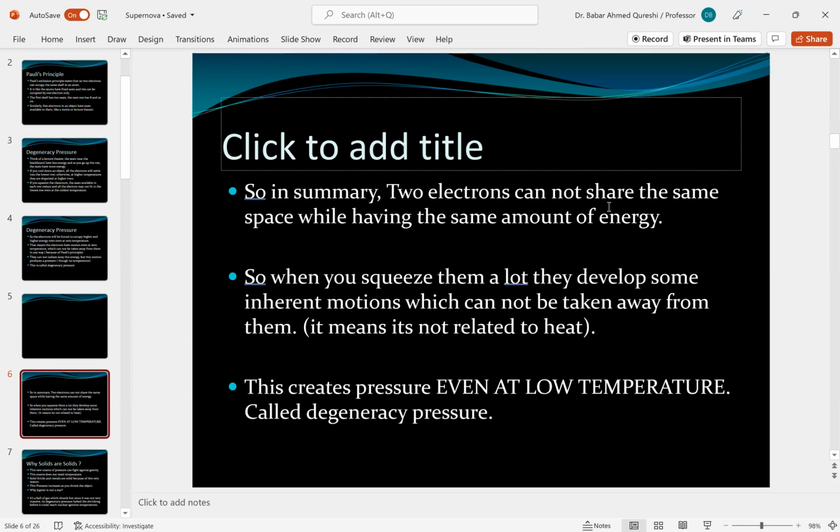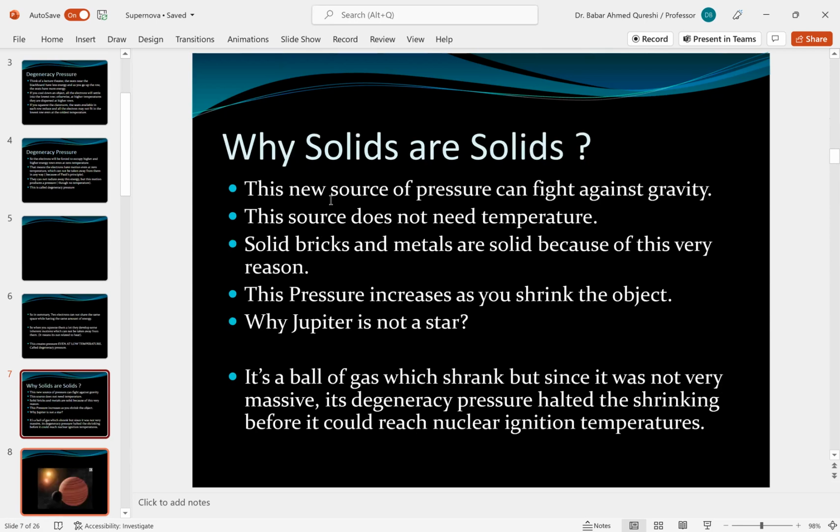So in summary, two electrons cannot share the same space while having the same amount of energy. So when you squeeze them a lot, they develop some inherent motions which cannot be taken away from them. It means it's not related to heat. This creates pressure even at low temperatures, called the degeneracy pressure. And this is exactly the reason why solids are solid.